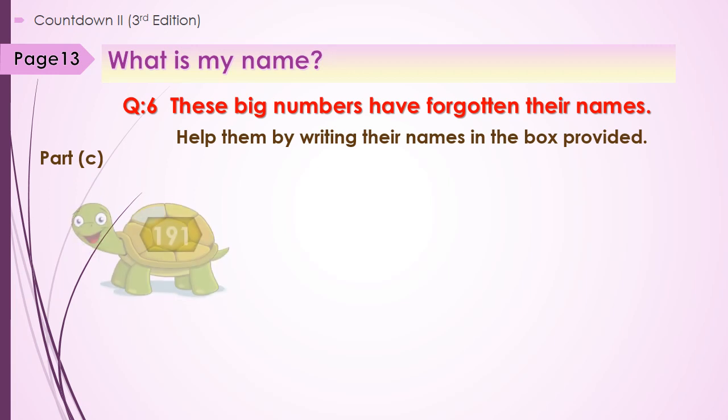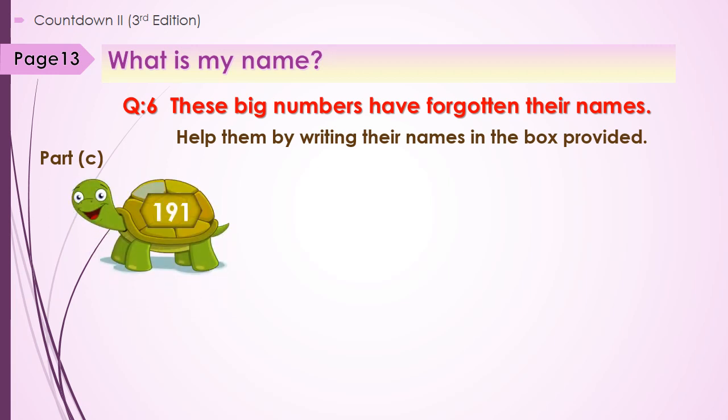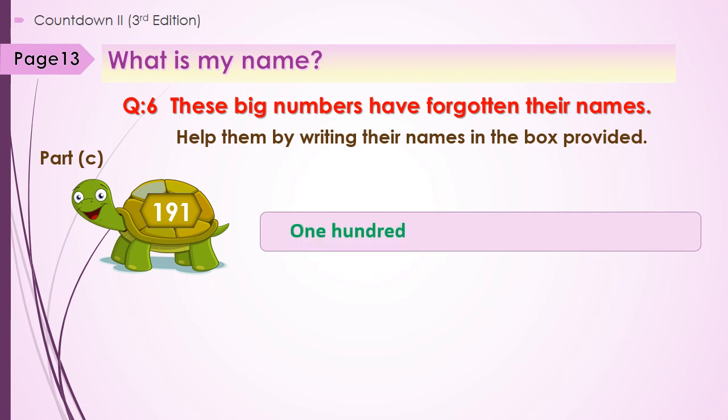Part C. Here we have a 3-digit number. Starting from left side, you can see 1 is on hundreds place. So we will write 100. Now we will add the word and. Now read the last two digits together. 91. So the number name becomes 191.